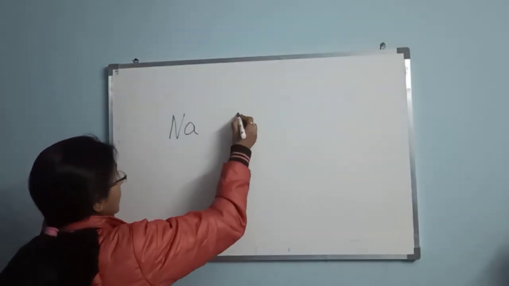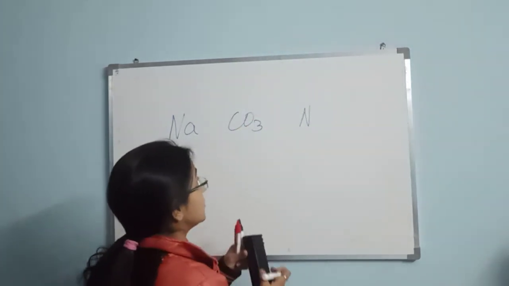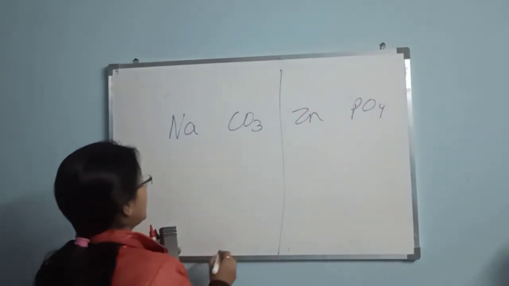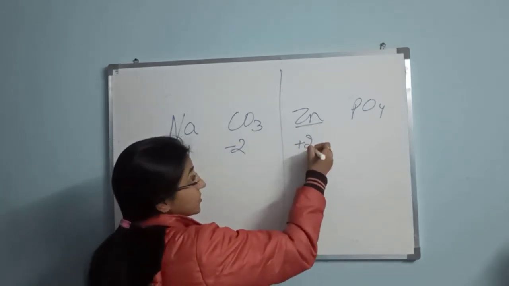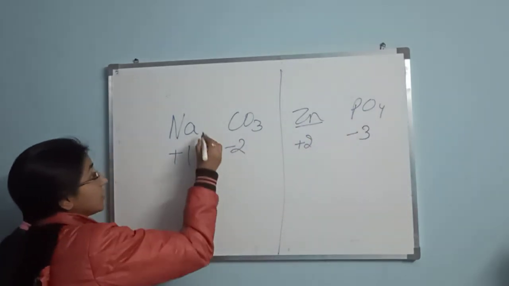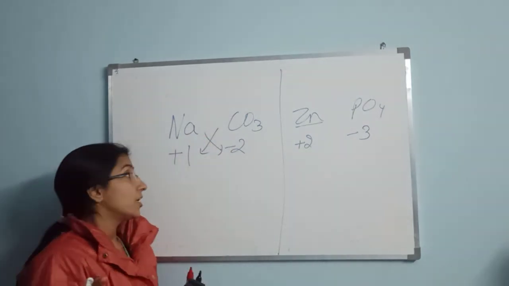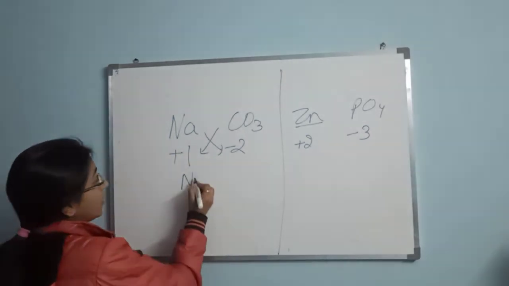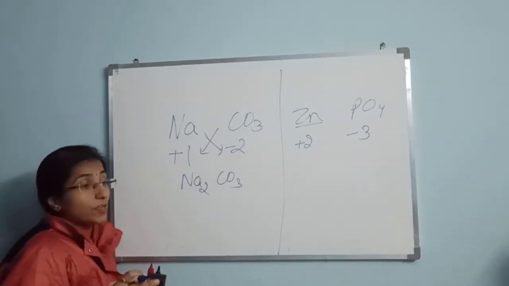Sodium carbonate. So I am talking about zinc. Okay, zinc phosphate. Fine. This is sodium +1. This is carbonate -2. Once again zinc +2. It is a divalent ion. Phosphate -3. Then trivalent anion. See, you are going to crisscross. Only what you are supposed to do is just remember the charge, and then you can crisscross their valencies. That's it. It's very simple. Na2CO3.